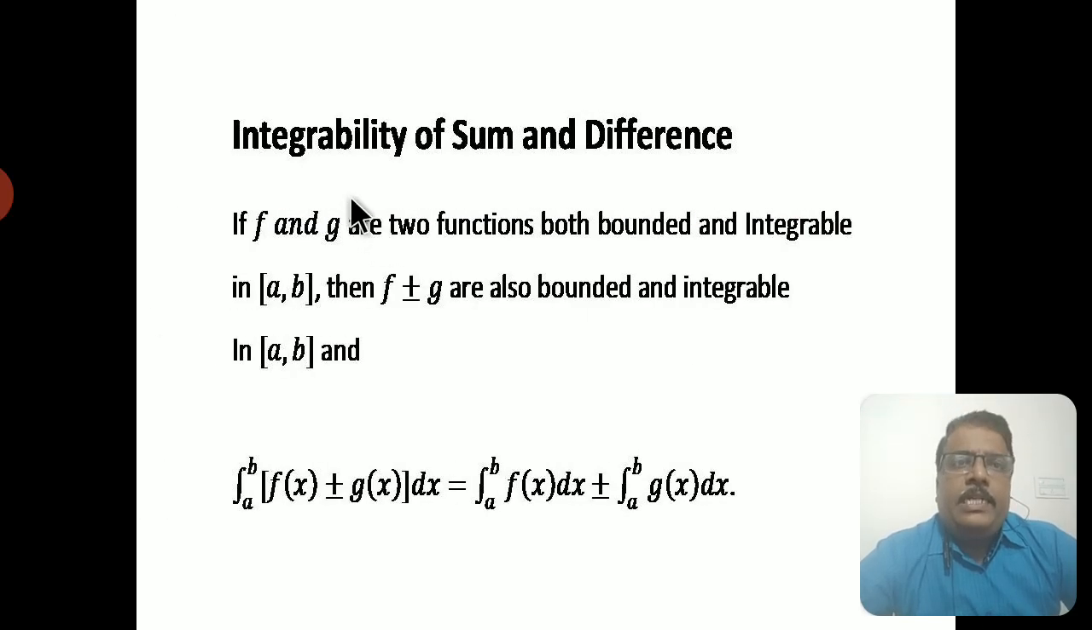Next, integrability of sum and difference. It says that if f and g are two functions, both bounded and integrable in the closed interval [a, b], then f plus or minus g is also bounded and integrable in [a, b], and the integral from a to b of (f(x) plus or minus g(x)) dx is equal to the integral from a to b of f(x) dx plus or minus the integral from a to b of g(x) dx. This is integrability of both sum and difference.